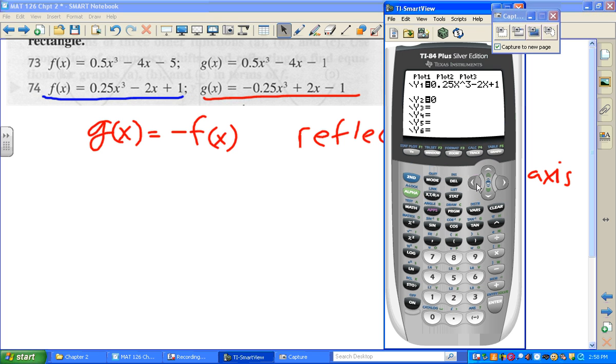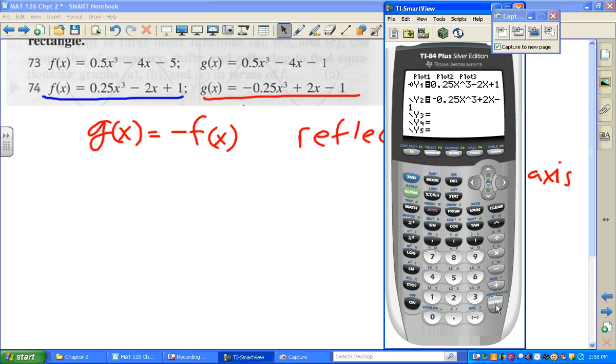And now I have negative. Don't forget, that's a little one. Negative 0.25x^3 plus 2x minus 1. Now, if you have an 82, this doesn't work. On the first one, I took my cursor all the way over to that line. See how it's blinking? I just used my left arrow button and went over there. I'm going to press enter, enter, enter, enter, enter, enter.